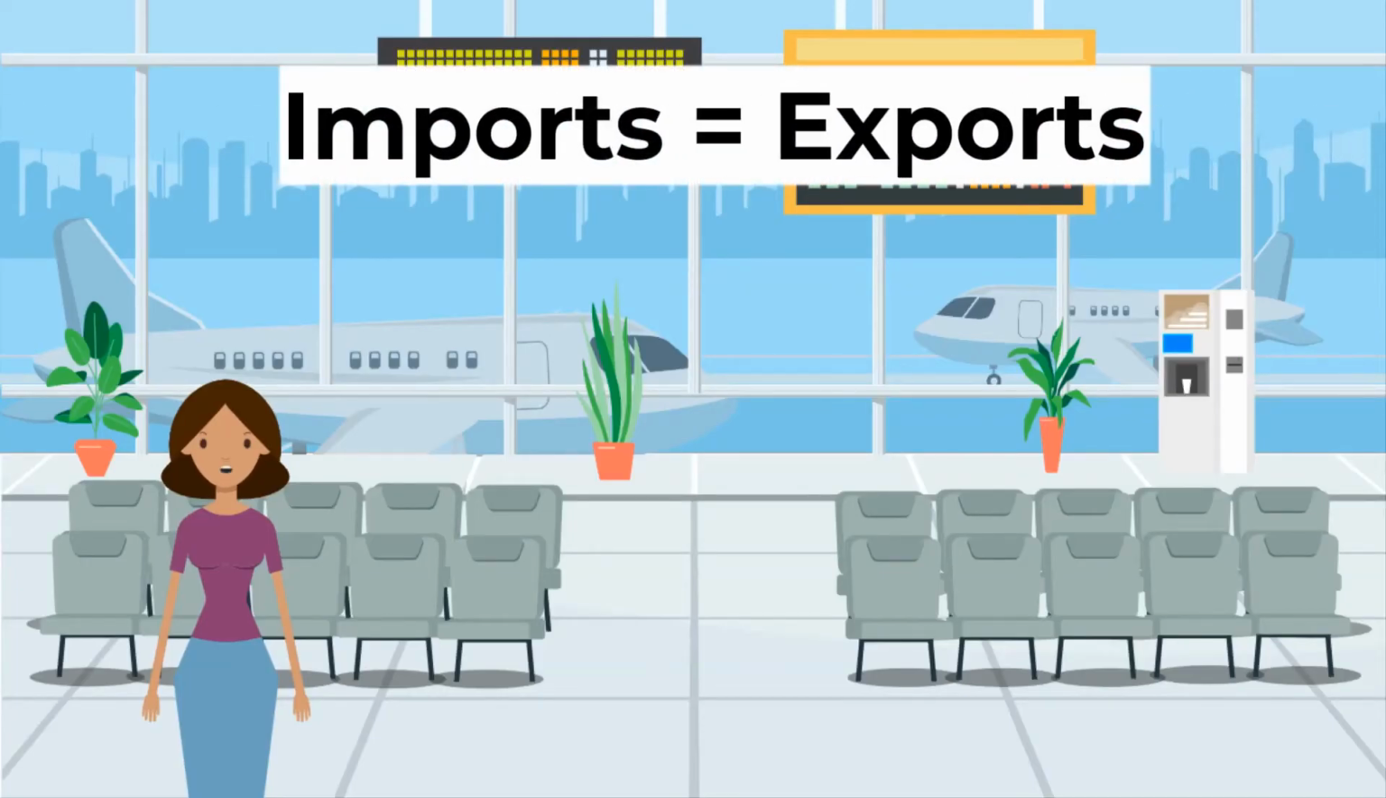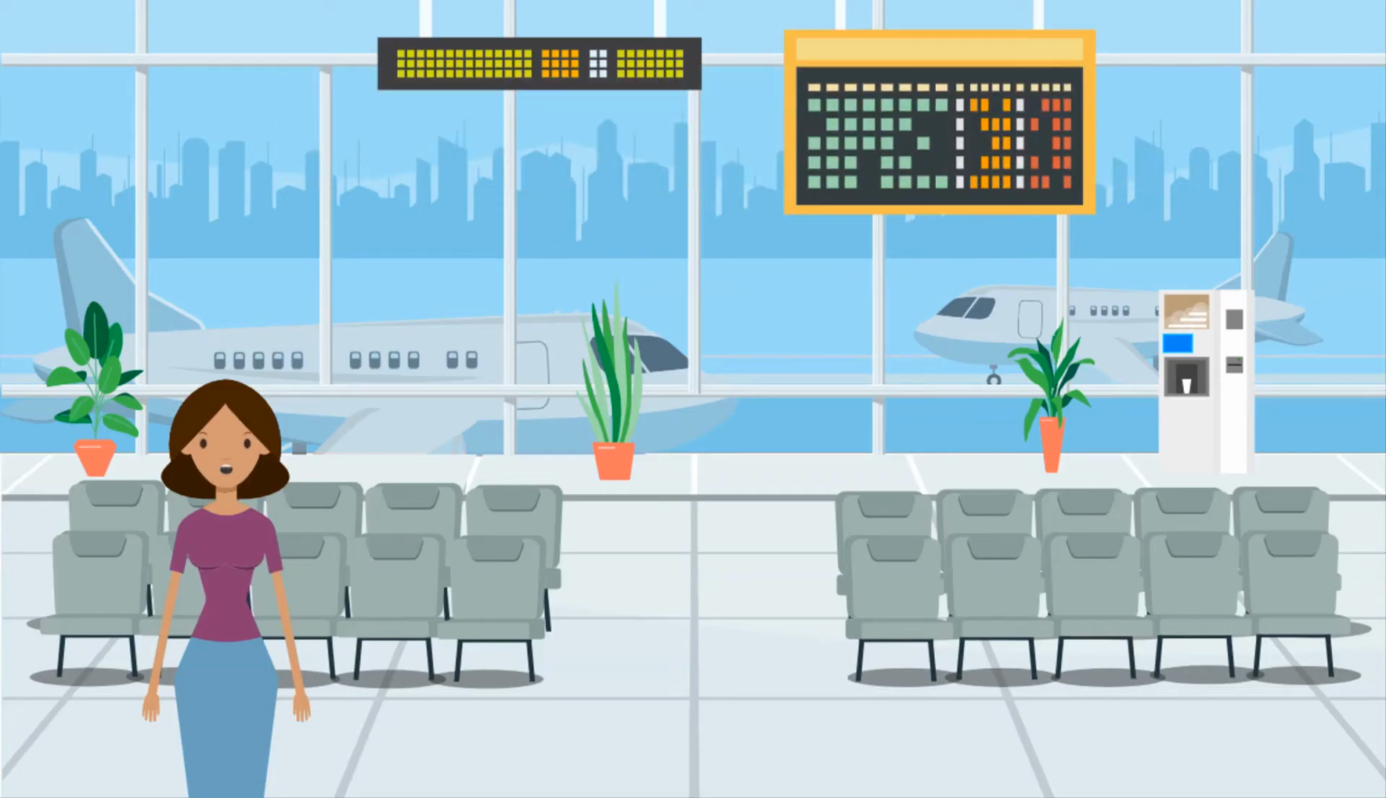Maintain balance of payment stability. This records the difference between a country's exports, goods and services sold from one country to another, and imports, goods and services bought in by one country from another country. The exports and imports need to equal each other, thus balanced.